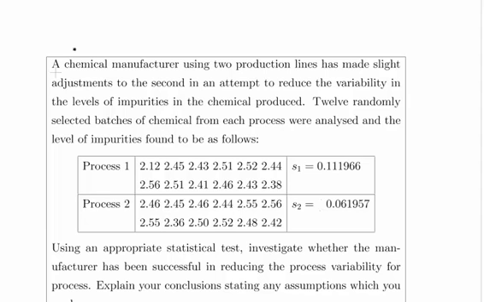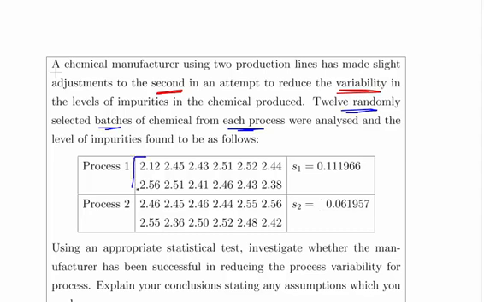In this presentation, we're going to look at the variance test, which is the F test. A chemical manufacturer using two production lines has made slight adjustments to the second production line in an attempt to reduce the variability, which is the variance essentially, in the levels of impurities in the chemical produced on that production line. So 12 randomly sampled batches of chemicals were taken from each process.